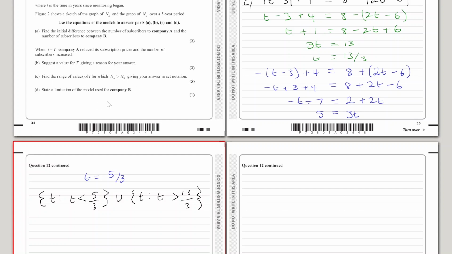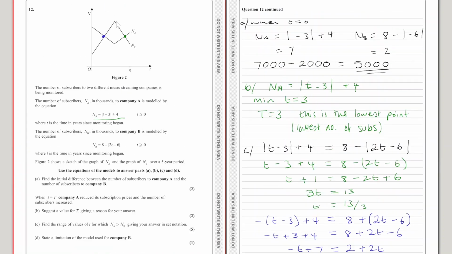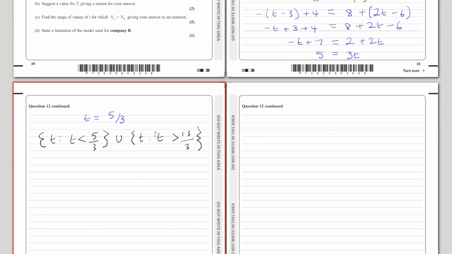State a limitation of the model used for company B. So the limitation is, if we keep going, B is going to end up with a negative number of subscribers. So B will have a negative number of subscribers, which is not possible.